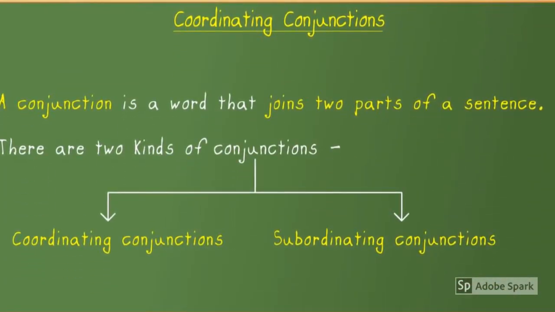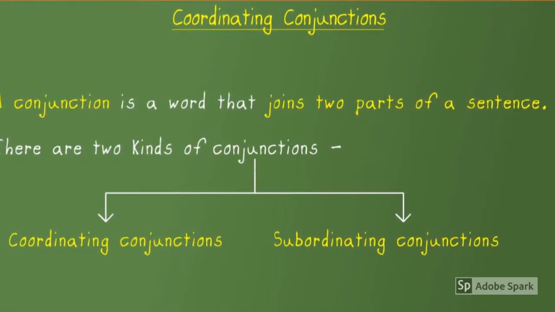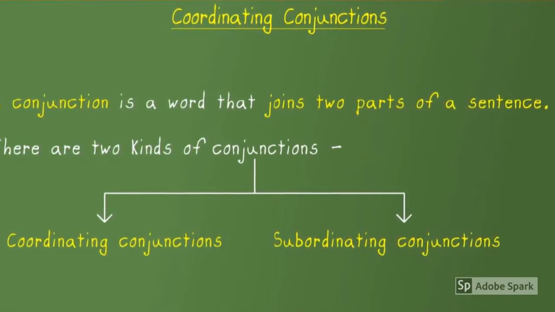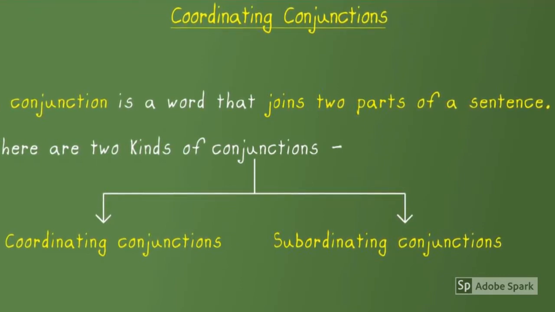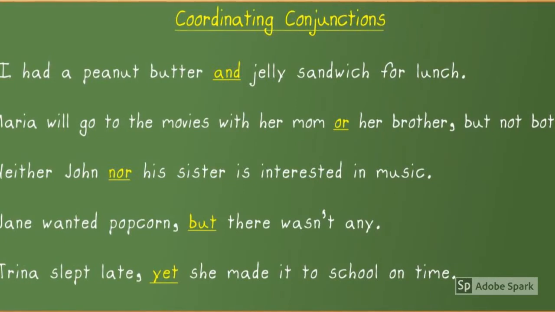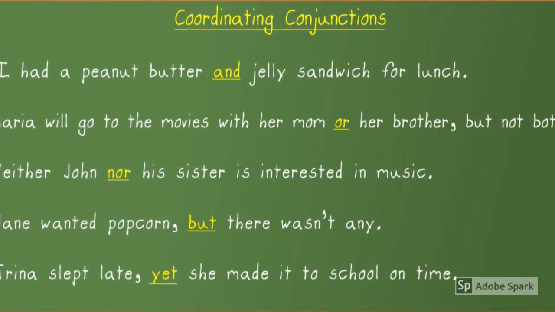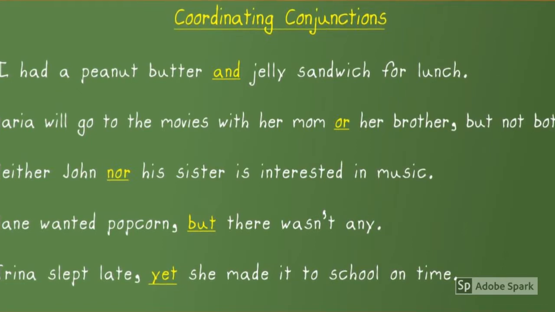A conjunction is a word that joins two parts of a sentence. There are two kinds of conjunctions that we're going to look at today: coordinating conjunctions and subordinating conjunctions. Here are some examples of coordinating conjunctions. They are underlined and are written in yellow.